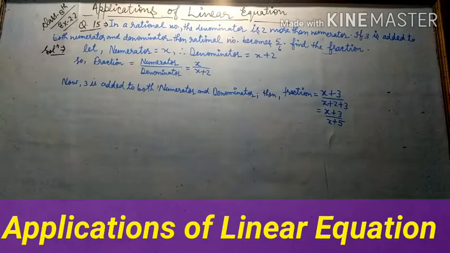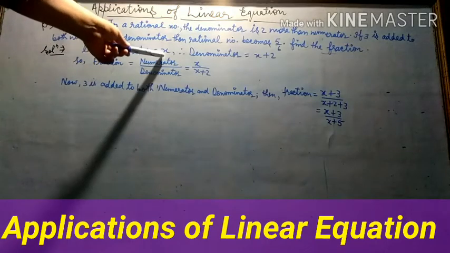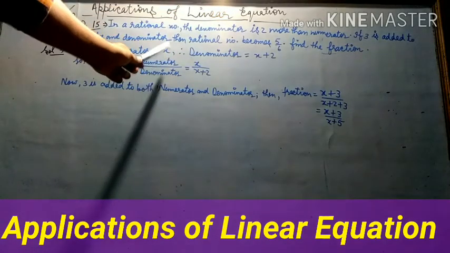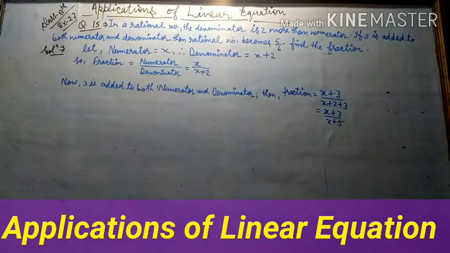Question number 15 you are seeing on the screen. In a rational number, the denominator is 2 more than the numerator. Means the denominator is 2 bigger than the numerator. So let numerator equal x and the denominator is 2 more, so we will add 2 to x. So the denominator is equal to x plus 2.